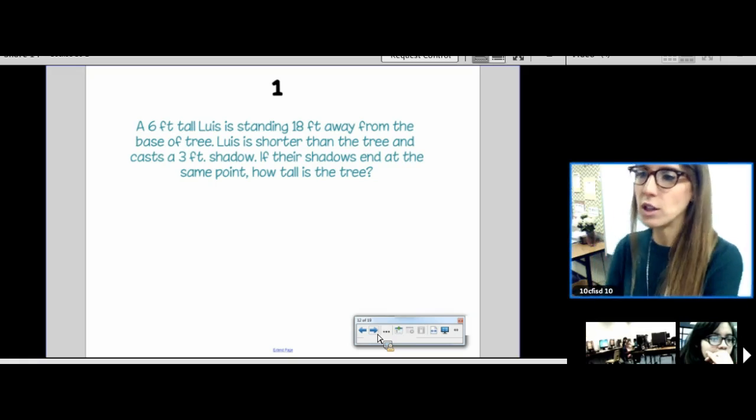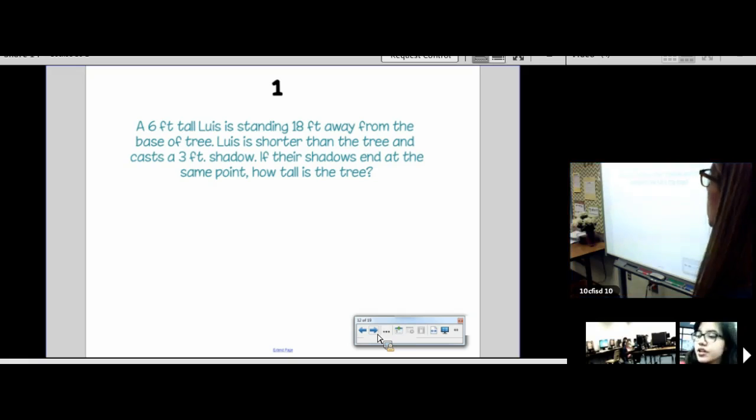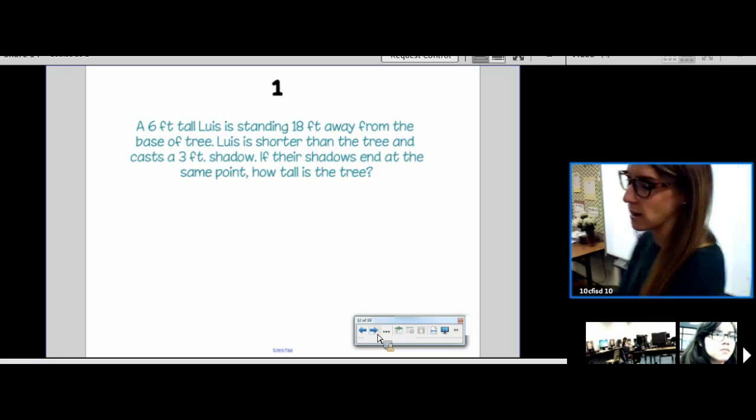A 6-foot tall Lewis is standing 18 feet away from the base of a tree. Lewis is shorter than the tree and casts a 3-foot shadow. If their shadows end at the same point, how tall is the tree?